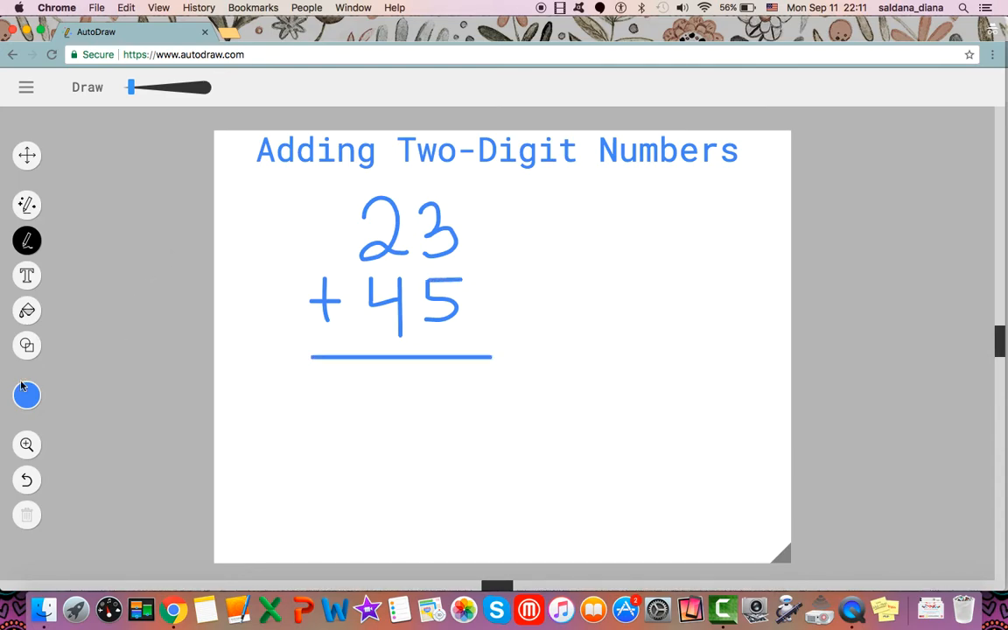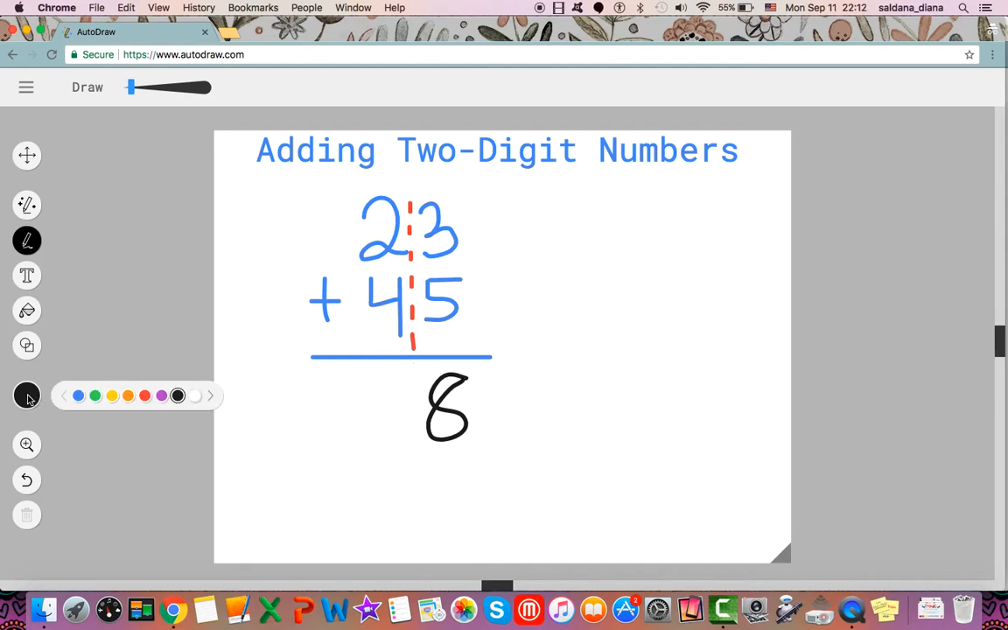So to add 2-digit numbers, first we're going to add the numbers that are in the ones column. 3 plus 5 equals 8.